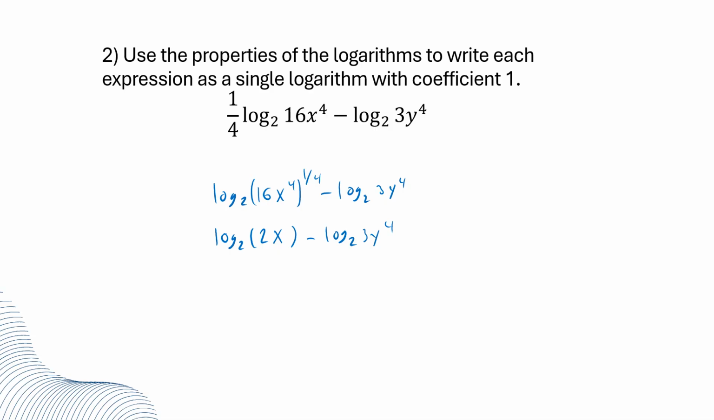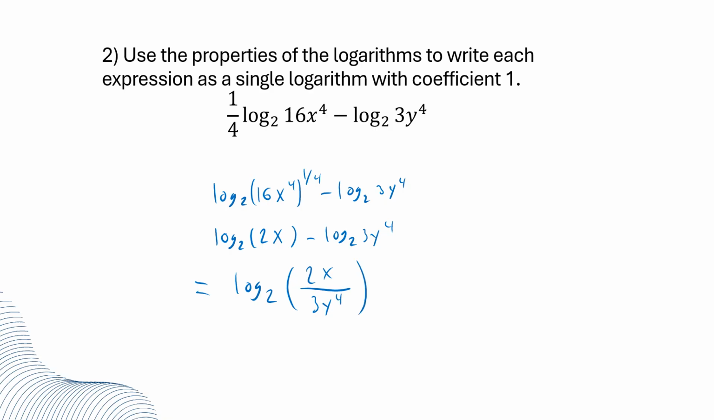So from there, we can now do a couple things, because we can say that we have log base 2 of 2x minus log base 2 of 3y to the fourth. So we notice there's a minus between the two logs. For the properties of logs, when we see a minus, we can always associate that with the quotient rule. So we can say this can be rewritten as a singular log base 2 of the first one, so 2x, divided by the second term, 3y to the fourth.